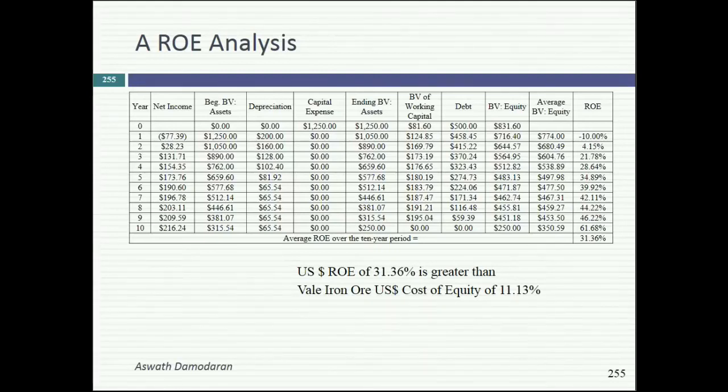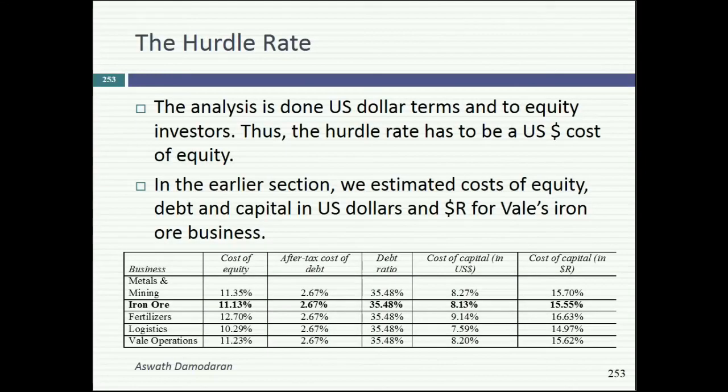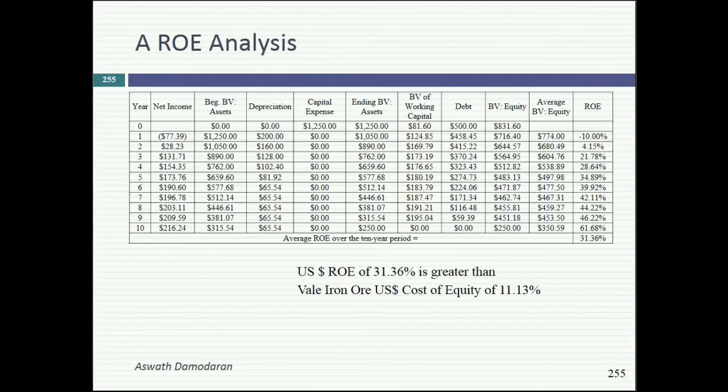It's about 31%. I would compare it to my cost of equity, to my US dollar cost of equity, and my US dollar cost of equity is 11.13%. Is that right? It's not right, right? Oh yeah, it's 11.13%. I was wrong the first time when I said 8.13%. It's 11.13%. 31% is greater than 11.13%. The project is a good project because the return on equity exceeds the cost of equity.